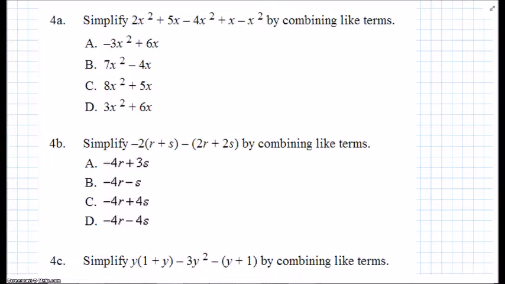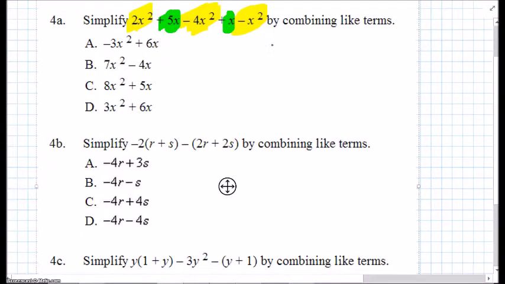All right, now that you're back, let's try to find like terms. I've got a 2x squared, a negative 4x squared, a 5x, and an x. Oh, and I also got a negative x squared there. So let's combine like terms. What is 2x squared minus 4x squared minus x squared? 2 minus 4 is negative 2, minus 1, so that'd be negative 3x squared.